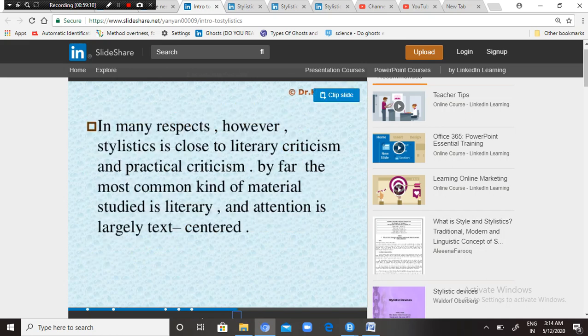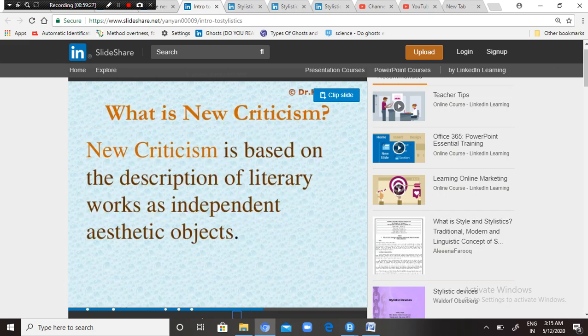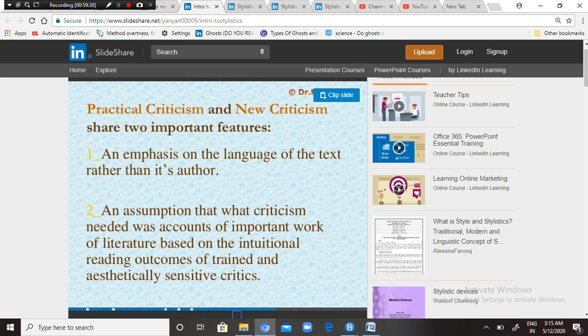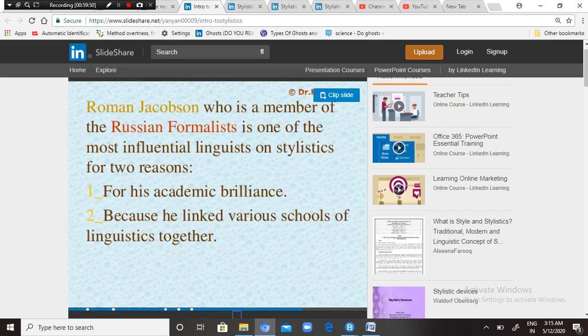And in many respects, stylistics is close to literary criticism. So we can also say that literary criticism is also discussed in stylistics. Okay, practical criticism and new criticism. I just want to say that new criticism is based on the description of a literary work as an independent aesthetic object. Okay, and these are the two important features of new criticism. Both practical and new criticism pay attention to the effect of the text on the reader.